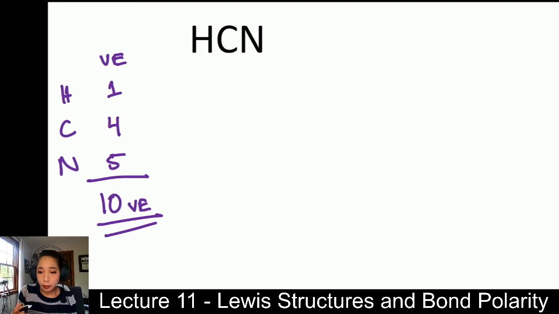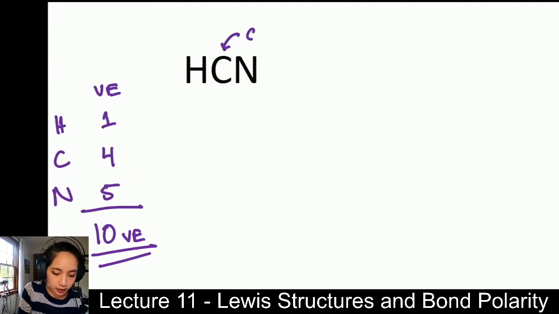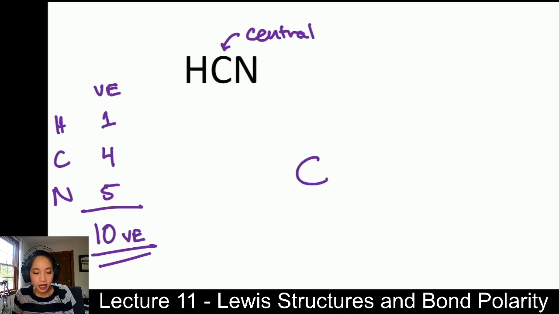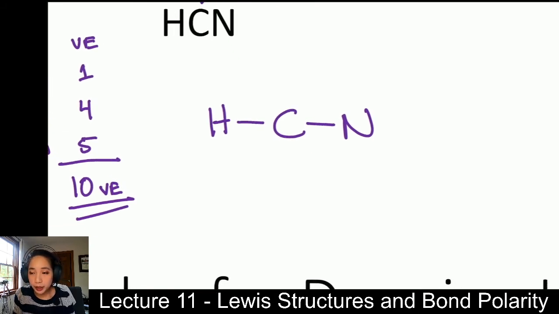Remember, typically the central atom is written first unless it's hydrogen. So here's one of our exceptions. Hydrogen's written first, so we're actually going to look at the next atom. So in this case, carbon is our central atom, and then that means hydrogen and nitrogen will be on the outside. Okay, so part of step 2 is to place covalent bonds. So a bond between hydrogen and carbon, and a bond between carbon and nitrogen.